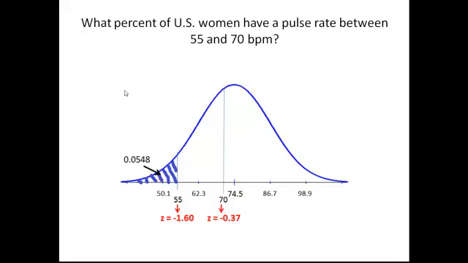Now, you might be noticing a theme here: every time I look a number up in the z-table, it always indicates area to the left of the z-score I look up. So we are going to shade to the left here. The left of negative 1.60 has this area of 0.0548. Now let's go look up the second z-score, negative 0.37.